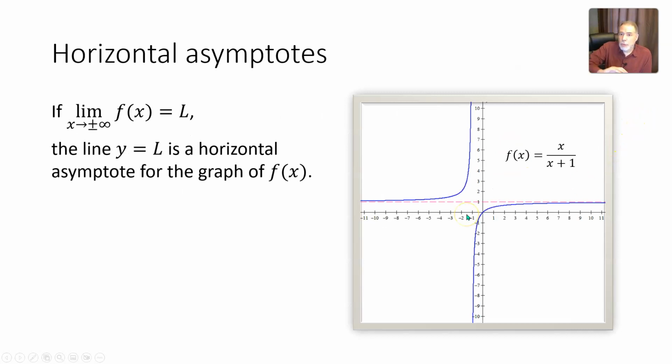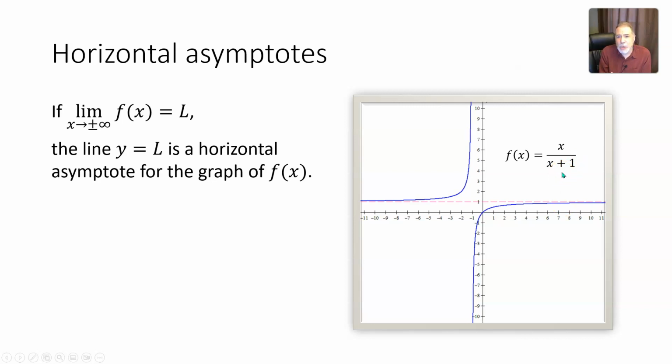And we talked about how as you go off to the right or to the left, the graph levels off so that points on the graph with really, really big x coordinates have y coordinates that are really, really close to, well, 1 in this example. And so the graph is leveling off and becoming asymptotic to that straight horizontal line. That is, that line, y equals 1, is a horizontal asymptote for the graph of that function.